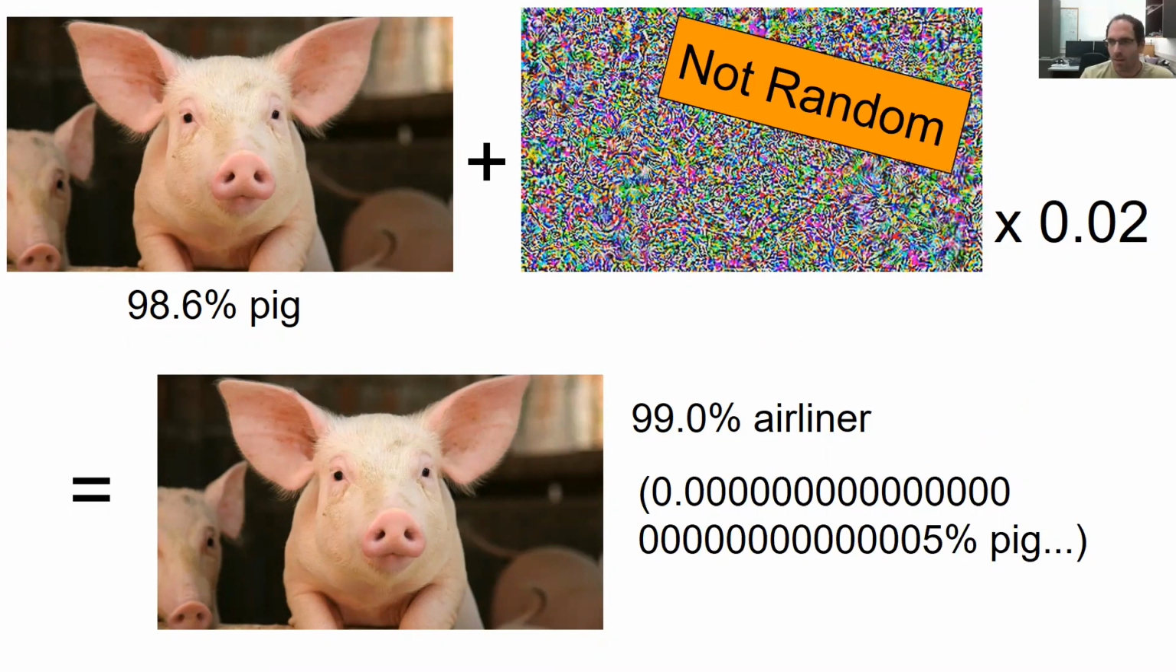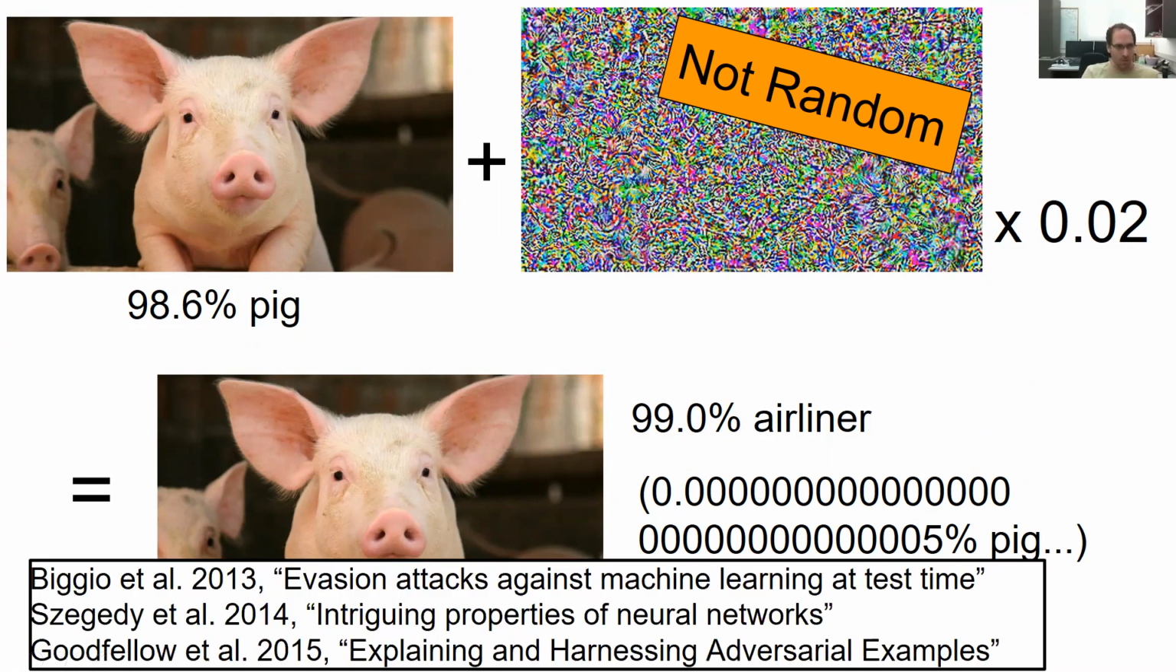Now, this is definitely not random noise there. It's very carefully tailored to this specific image in order to fool the classifier to make it think that there is actually an airliner in the image. And this experiment was shown by a few people, a few years ago, by Biggio, Szegedy, and Goodfellow. And this is probably what most people think of when you tell them that this talk is going to be about adversarial examples.